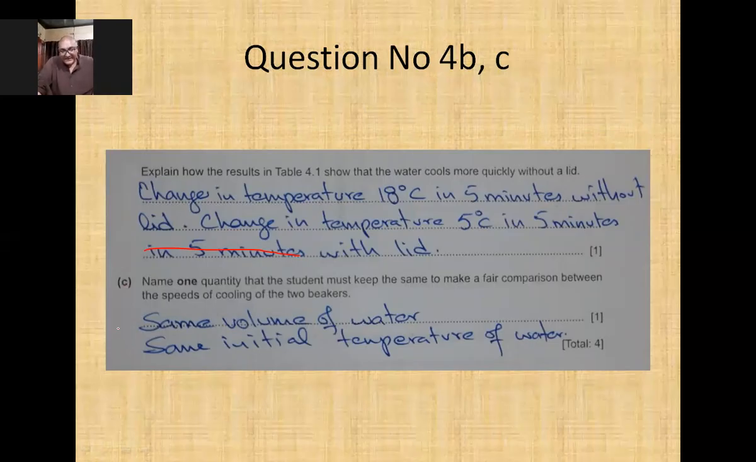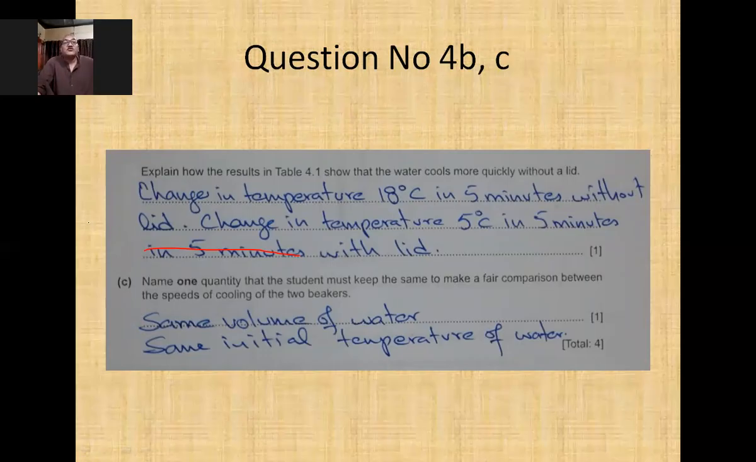The C part is, he says, name one quantity that the student must keep the same to make a fair comparison between the speeds of cooling of the 2 beakers. Okay. So the beakers should have the same material. The amount of water in both the beakers should be same. They should have been put into the same environmental conditions. And the initial temperature in both the cases should be same. So these are a few of the things. You only have to mention one. So for example, you can say same volume of the water, or you can say same initial temperature of the water. So this is question number 4. It was totally 4 marks and it's done.